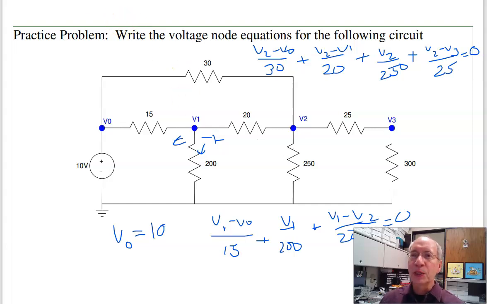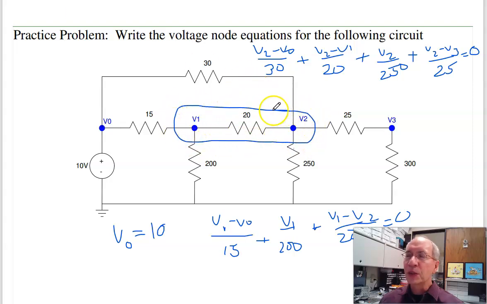There's a thing called a supernode. I can form a closed path. And what I'm really doing here is saying that here is a closed surface. The current out of that closed surface has to add to 0. That's not the only closed surface I could use. I could do this as a closed surface. That's called a supernode. For a supernode, these currents have to add to 0.